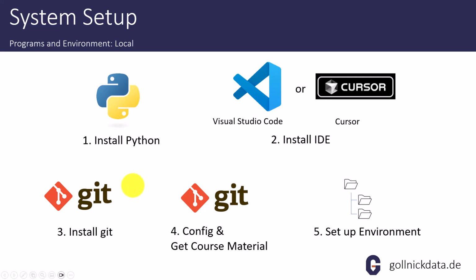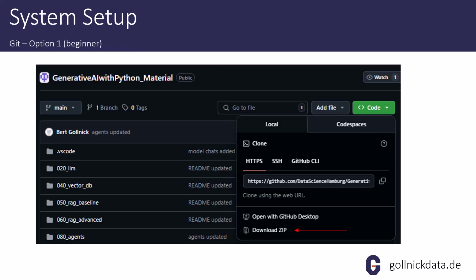And after that, we can then start to install Git. And for Git, I just want to show you two different options. One is for a beginner, so you can just head over to the GitHub page, to the GitHub repository, click on code, and then download everything as a zip, and then extract it locally.